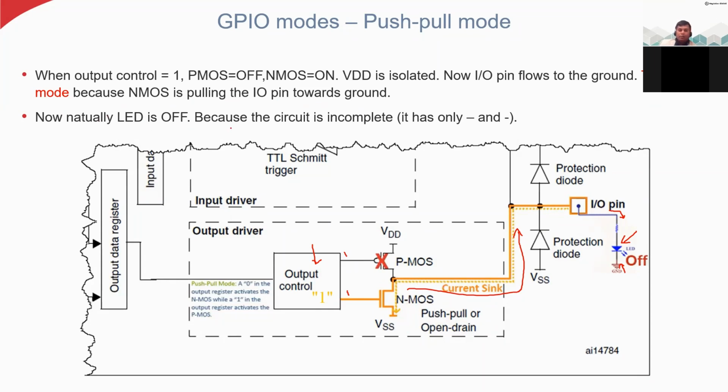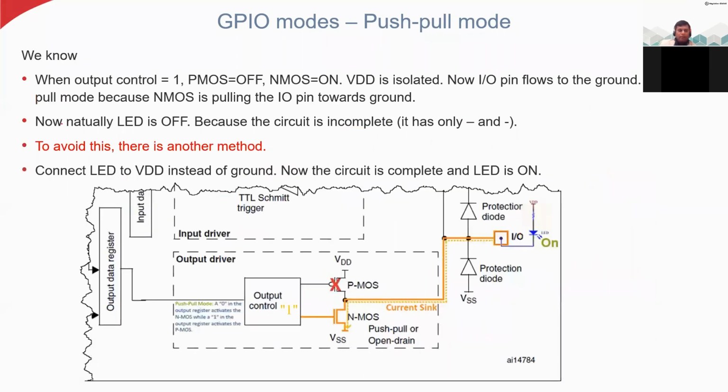Naturally the LED is off because the circuit is incomplete, since we are applying negative on both sides. If you apply positive on both sides, the LED will not turn on. If you apply negative on both sides, it will not be on. If you apply plus and minus, then the LED will be on, because the circuit is complete. To have a complete current flow, you need both positive and negative. This is the current flow theory.